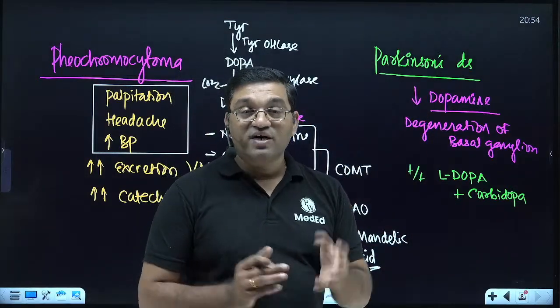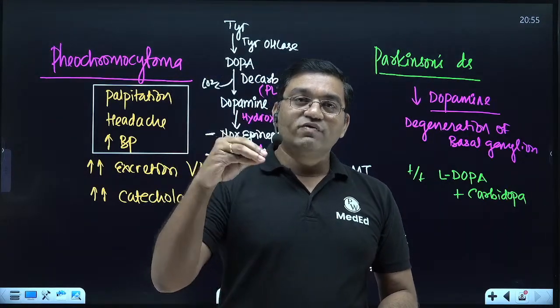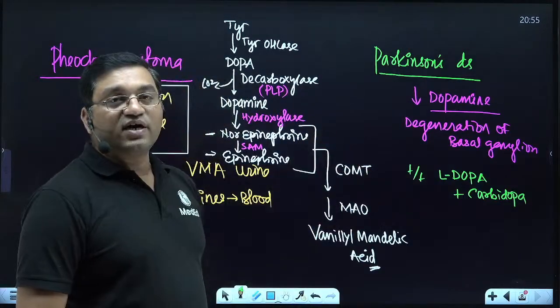Parkinson's disease: mask-like face, involuntary movement, tremors, rigidity. That is typically cogwheel rigidity. That is known as cogwheel rigidity. Okay. So this is Parkinson's disease.